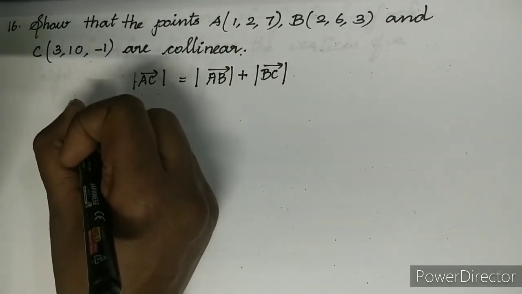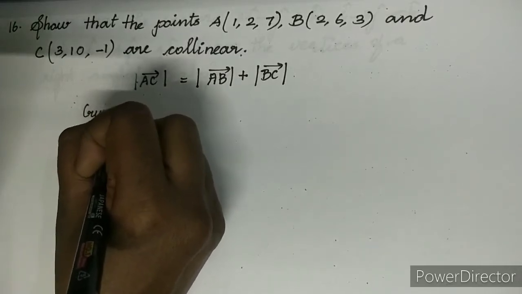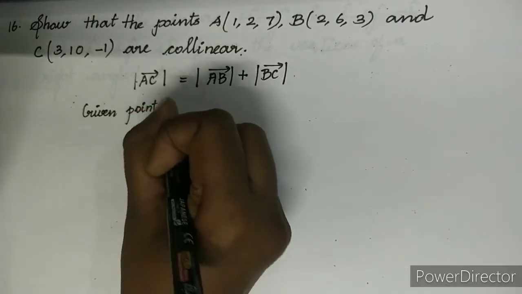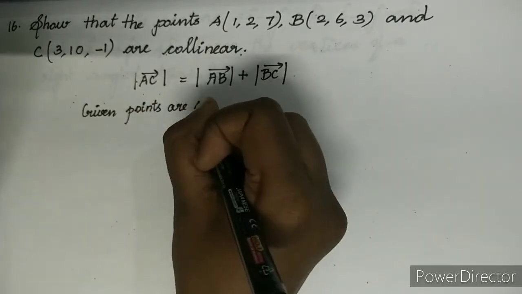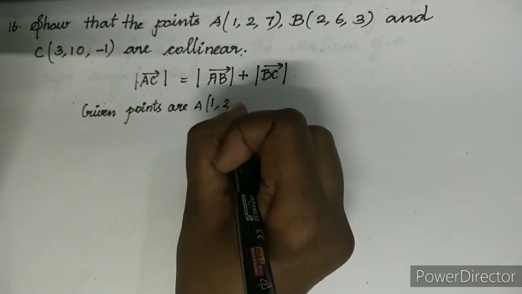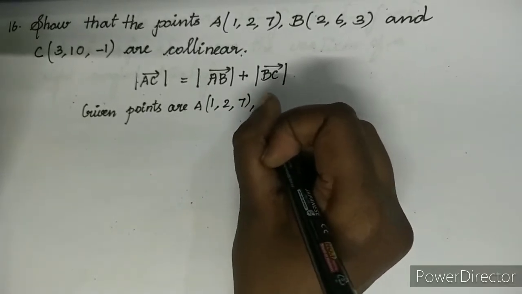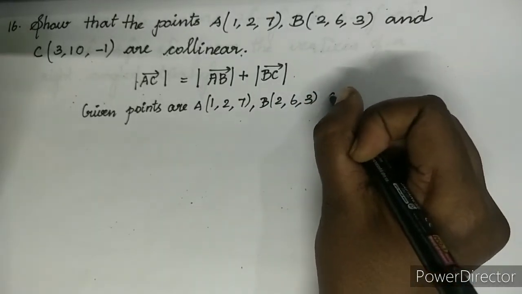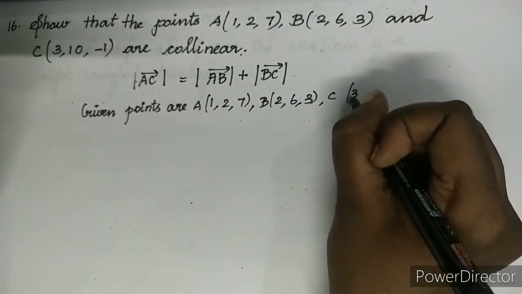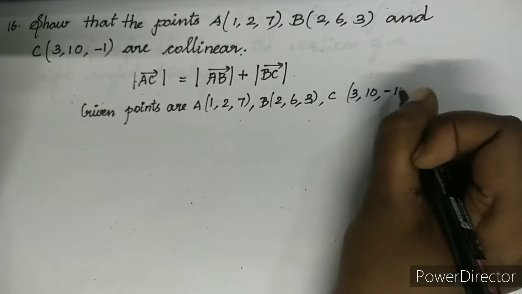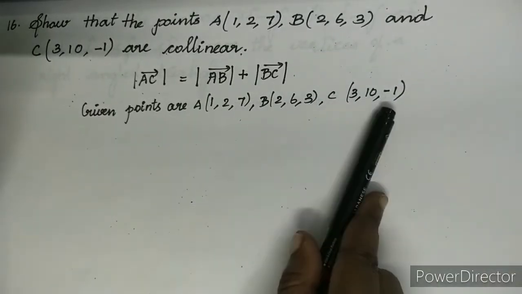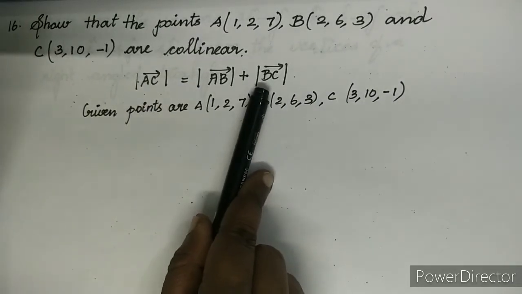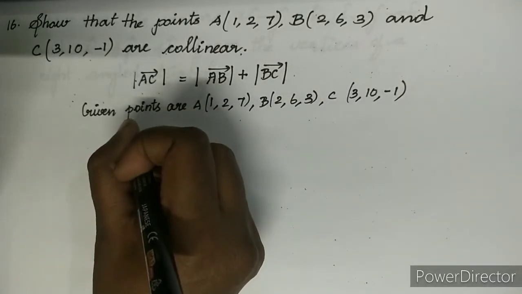So we'll write, given points are A 1, 2 comma 7 and B 2 comma 6 comma 3 and our C 3 comma 10 comma minus 1. Using these 3 points, we will find AC vector, AB vector and BC vector. First we will find AB vector.